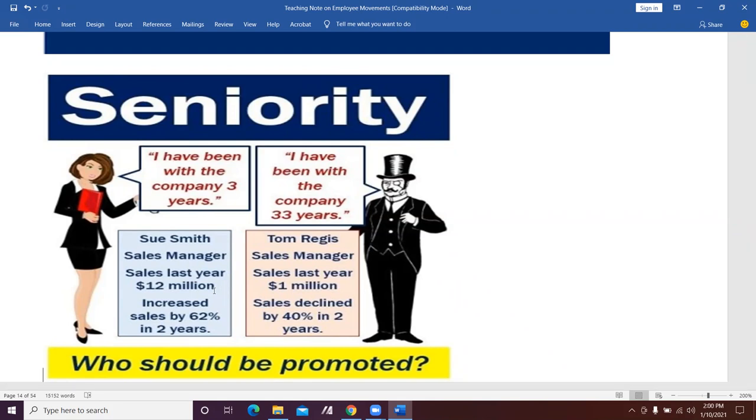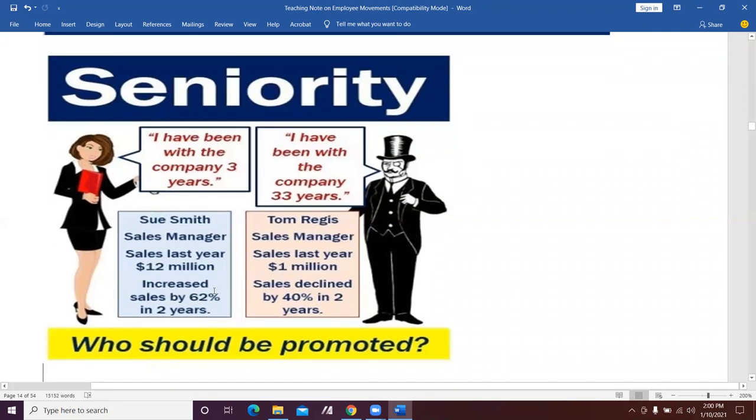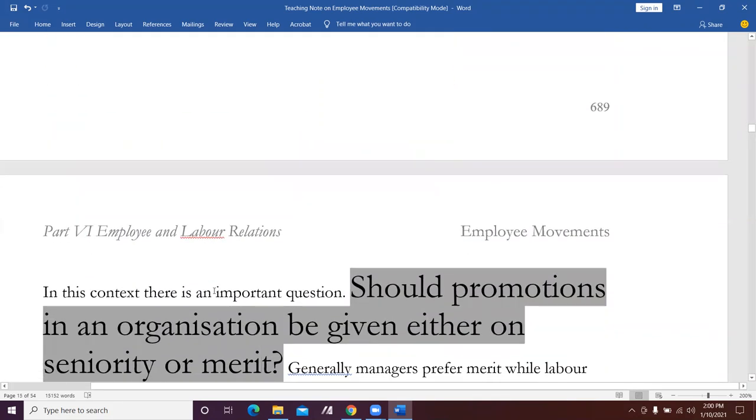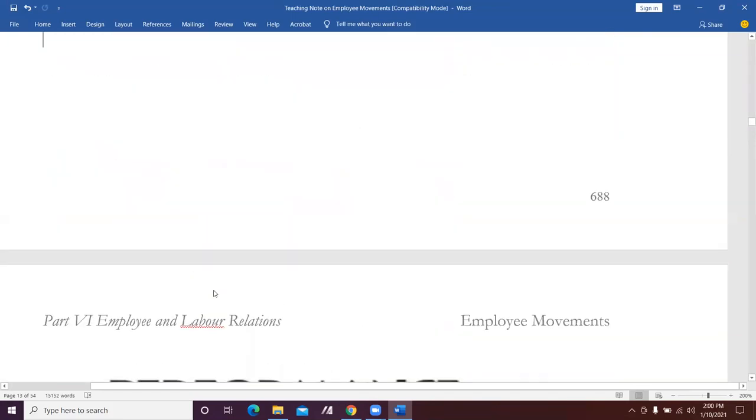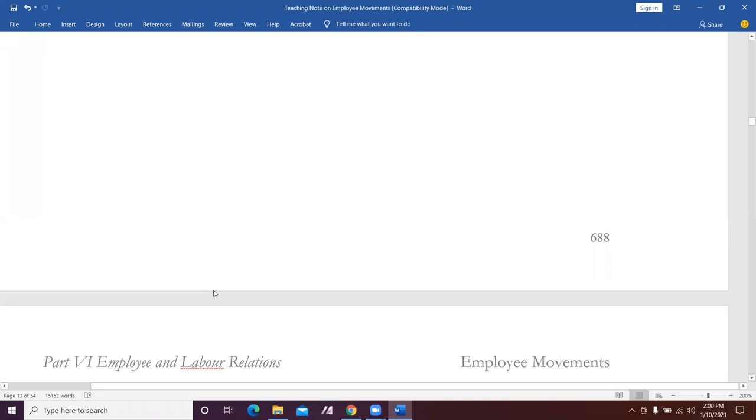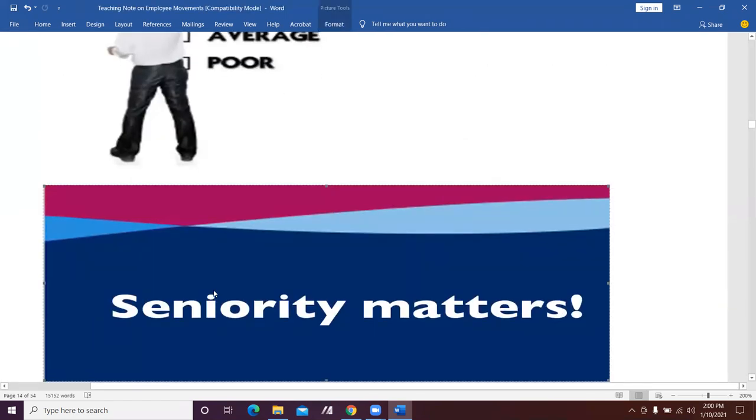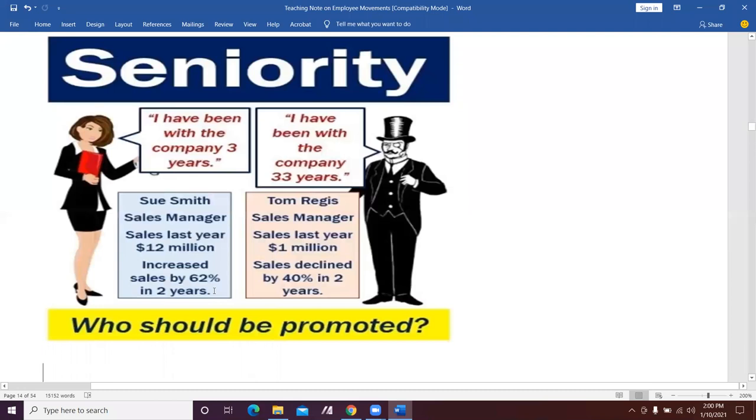So in fact, for an ideal situation, what should we do? Ideally, we should consider both seniority and merit. Why? The answer is clear. Each has advantages and disadvantages. So therefore, we are supposed to use a combination of merit and seniority. If we do that, theoretically, we will be able to minimize disadvantages of both criteria and maximize advantages of both criteria. All right? Okay. So then we have to give certain marks for seniority and certain marks for merit, 50%.